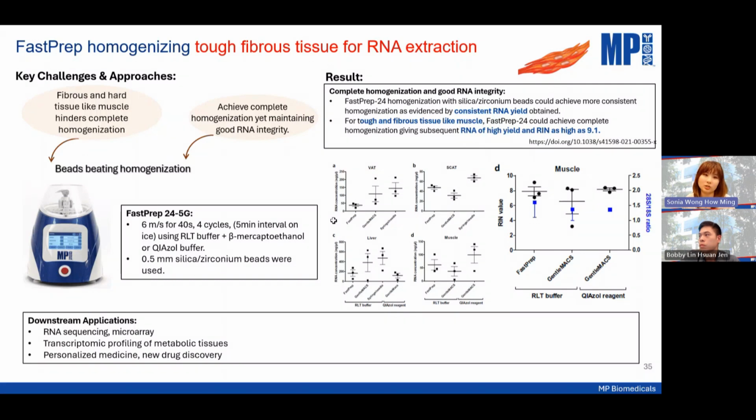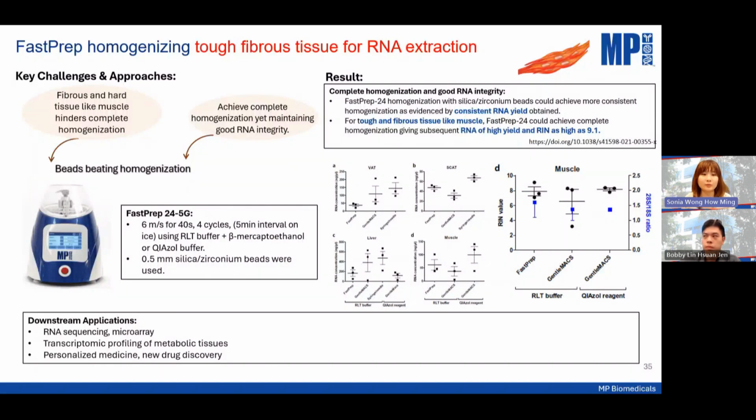The key challenges for tough and fibrous tissue are, of course, that they are fibrous and hard, so it hinders complete homogenization. And again, it's a similar challenge shared by the previous case study. We want to achieve complete homogenization, yet maintain good RNA integrity. In simpler words, we don't want to pound it too much, we don't want to grind it too much to the point that we degrade the RNA.